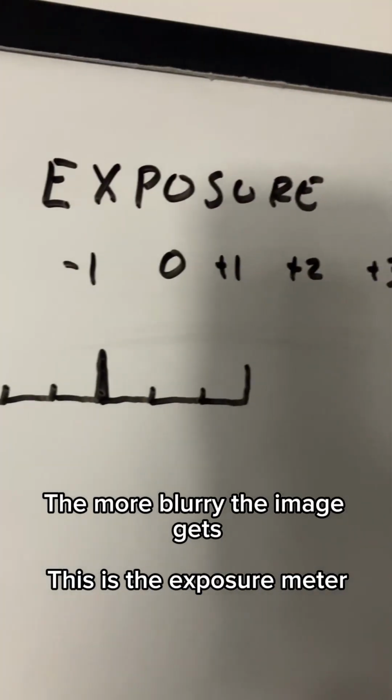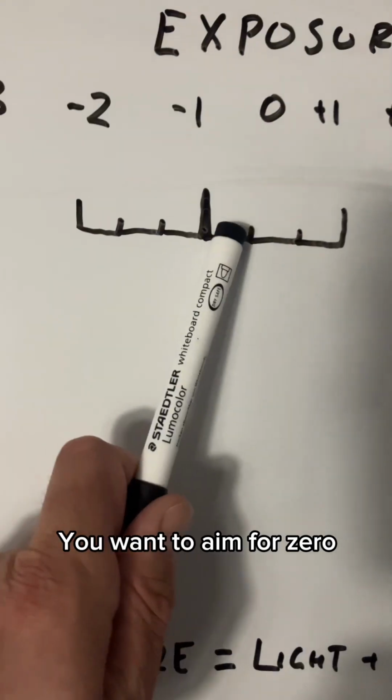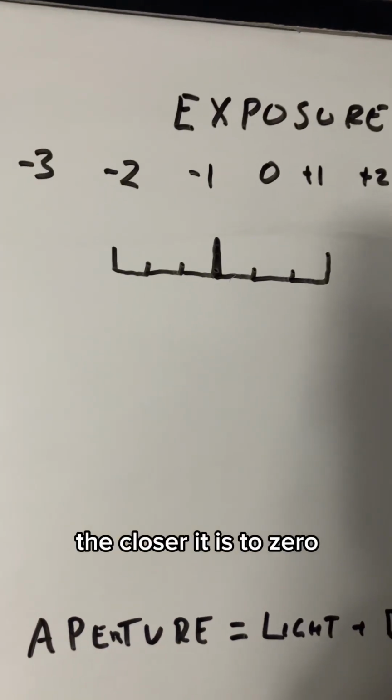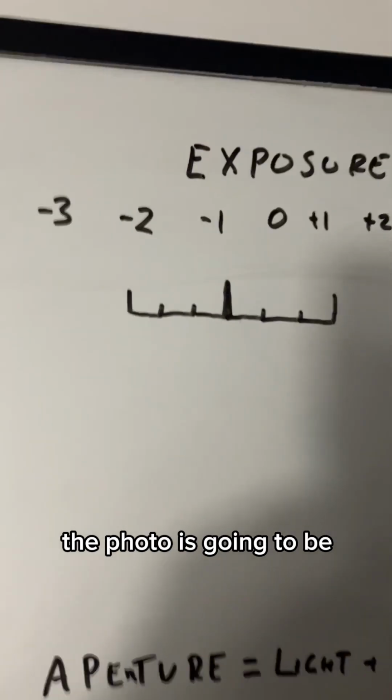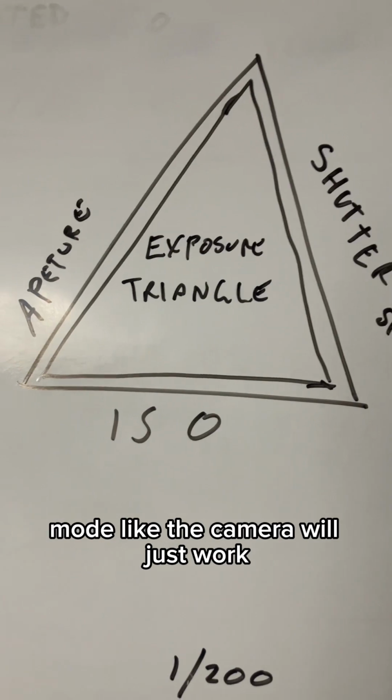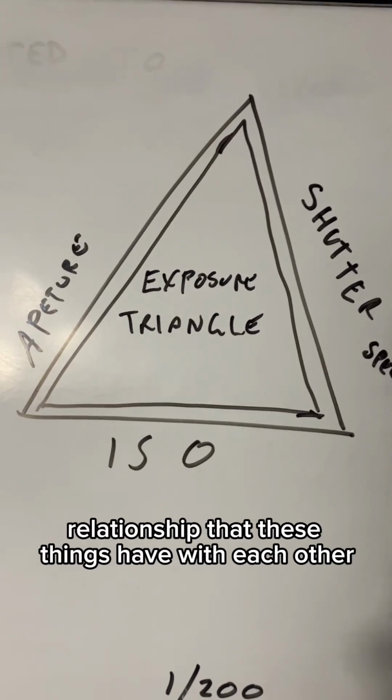This is the exposure meter, so it will either look like this or maybe like this. I want to aim for 0, because the closer it is to 0, the more perfectly balanced the photo is going to be. If you shoot in automatic mode, the camera will just work this stuff out for you. When you learn how to use manual mode, then you need to understand the relationship that these things have with each other.